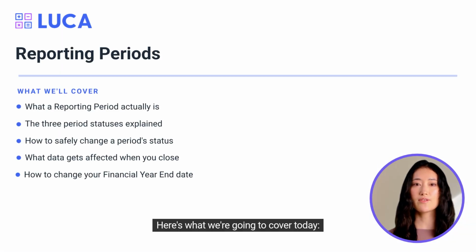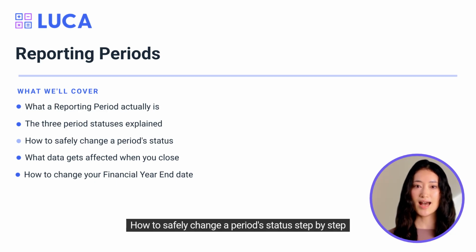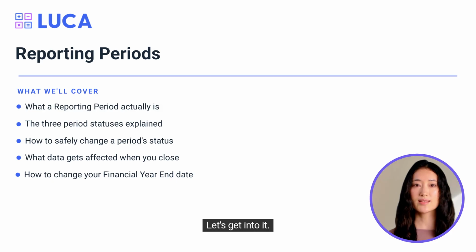Here's what we're going to cover today: what a reporting period actually is, and why it exists, the three period statuses, and what each one means for your data, how to safely change a period's status, step by step, what data gets affected the moment you close a period, and how to change your financial year end date if your financial year doesn't align with the calendar year. Let's get into it.